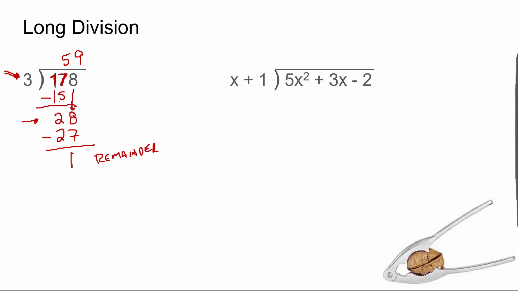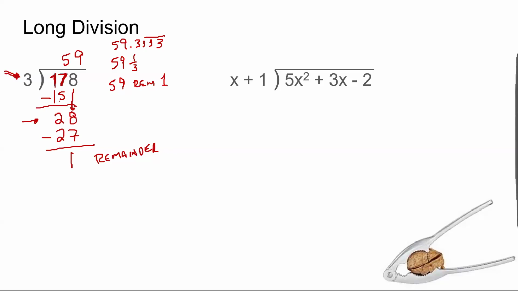So you had some options. You could express it as a decimal, like this, and sometimes you draw a bar to say just do that forever. You could say 59 and a third. You could also say 59 remainder 1. Does that look familiar at all? So that's how you do it with numbers.